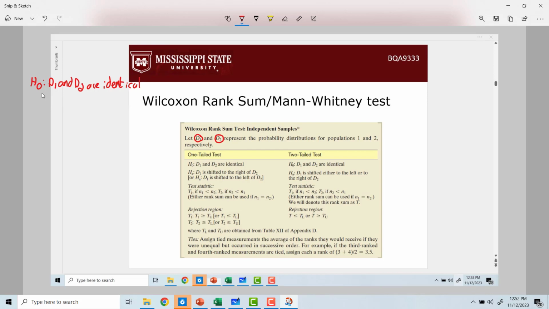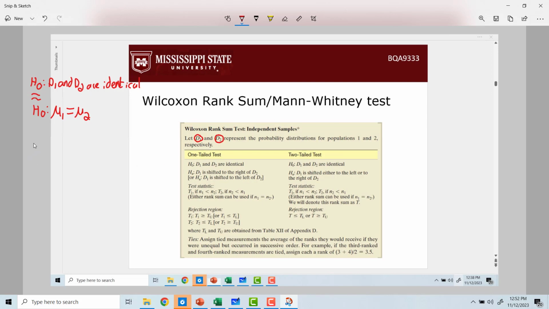I'm just going to use wavy lines for the equivalent of the independent samples test, but it's not what we're doing: mu1 equals mu2. Now notice we have the alternative hypothesis, and let's start with the two-tail. D1 is shifted either to the left or to the right of D2. For the one-tailed test, D1 is shifted to the right of D2, or D1 is shifted to the left of D2.